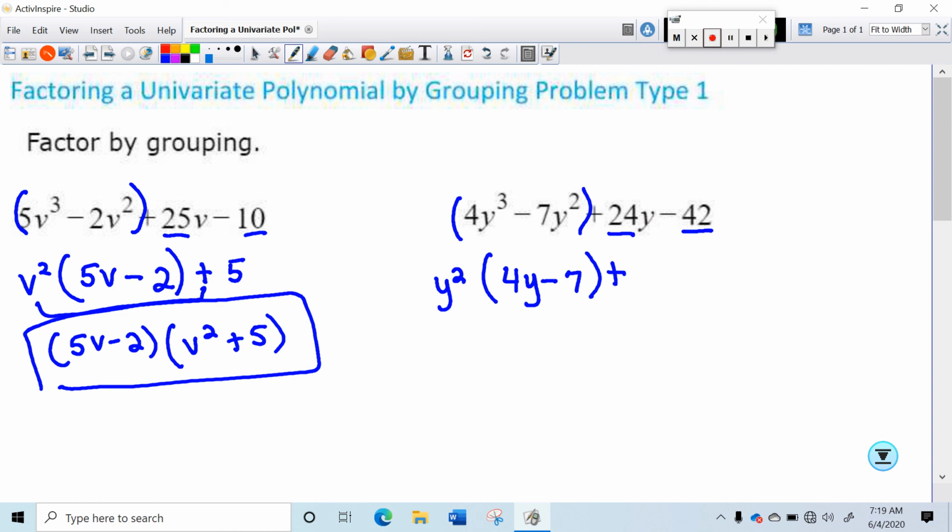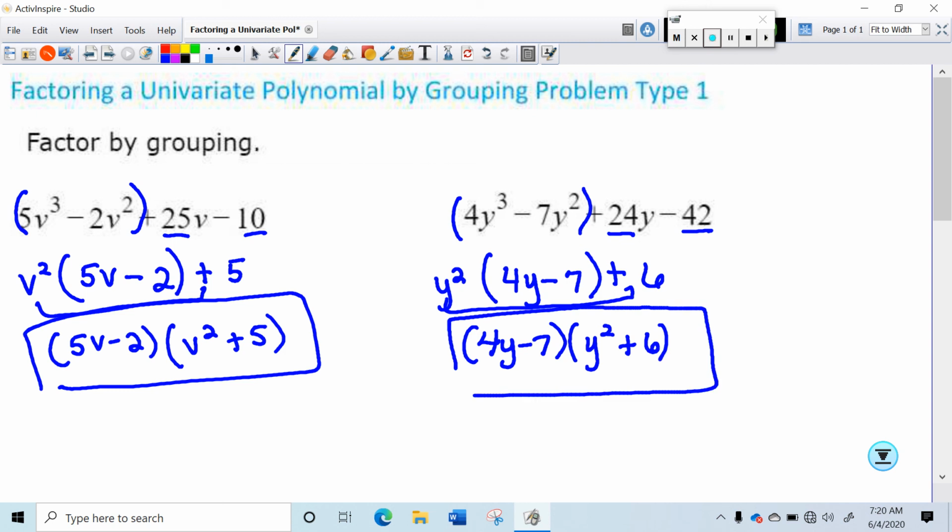Look at these numbers. See what you can divide them by. 6. 6 is the largest number that I can divide them by. So I've got 4y minus 7, and then these two have to go together, y squared plus 6, and that's finished.